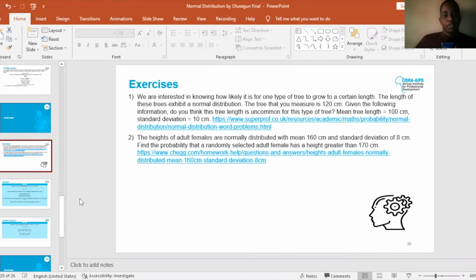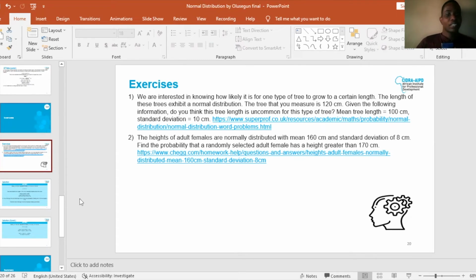The first exercise: we're interested in knowing how likely it is for one type of tree to grow to a certain length. The length of these trees exhibits a normal distribution. The tree that you measure is 120 centimeters. Given the following information, do you think this tree length is uncommon for this type of tree? We have a mean tree length of 100 centimeters and a standard deviation of 10 centimeters. And then the second exercise: the heights of adult females are normally distributed with mean 160 centimeters and standard deviation of 8 centimeters. Find the probability that a randomly selected adult female has a greater height than 170 centimeters.